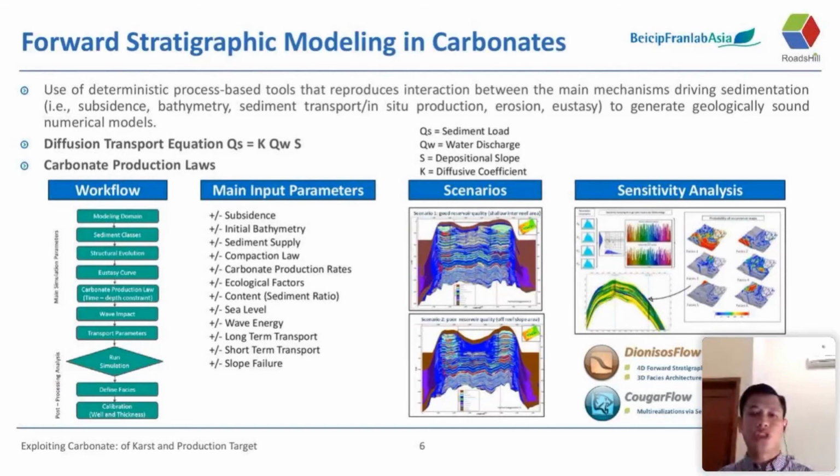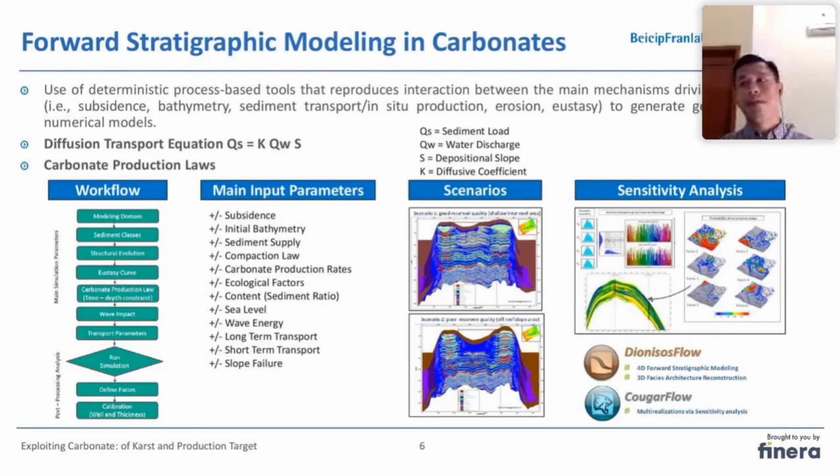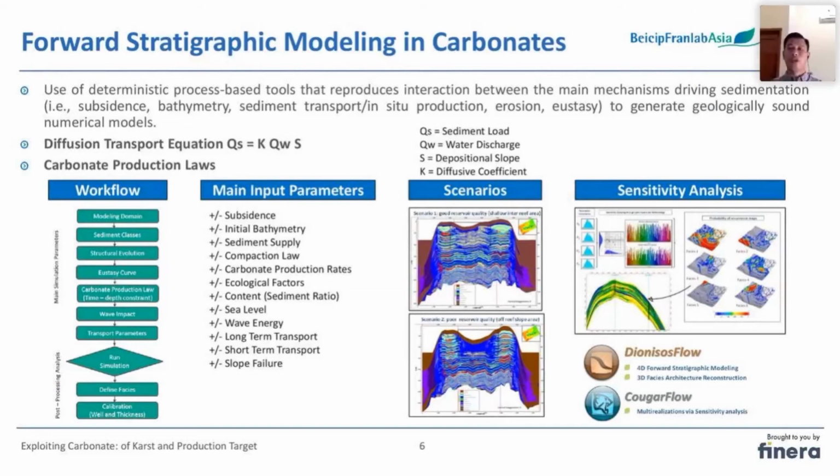The major inputs include the subsidence, initial bathymetry, sediment supply, compaction law, and carbonate production rates, which are a function of water depth as well as time, and parameters related to water energy as well as sediment transport, which could be prevailing wind direction, fetch, wave energy, time length, and the time increment. Once these geological parameters have been set, the numerical simulation stacks these paleo environments through time and space, thus resulting in a 3D grid of stratigraphic architecture of the carbonate system.